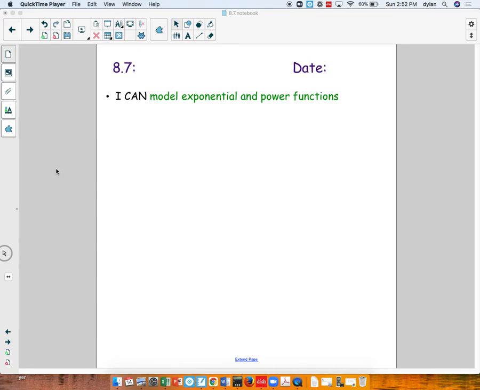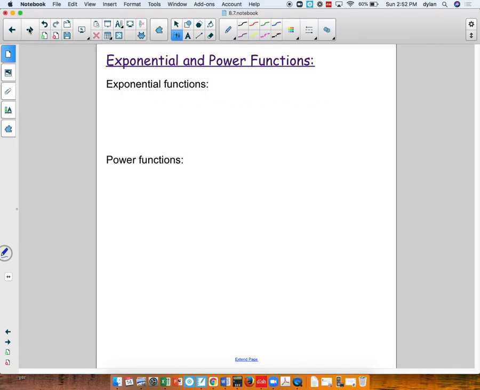So to start with, just as a quick reminder, exponential functions are functions in the form y equals a times b to the x, whereas a power function is simply any function with a variable to an exponent, or in other words, a variable to a power. So these are typically in the form y equals a times x to the b. An example of a power function would be a quadratic function, y equals x squared, or a cubic function, y equals x cubed, or 3x cubed, or whatever. Those are all examples of power functions.